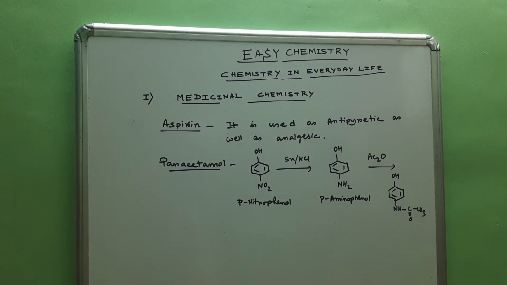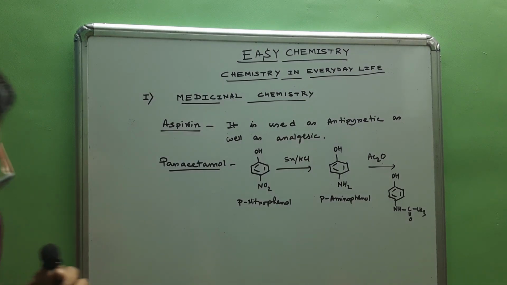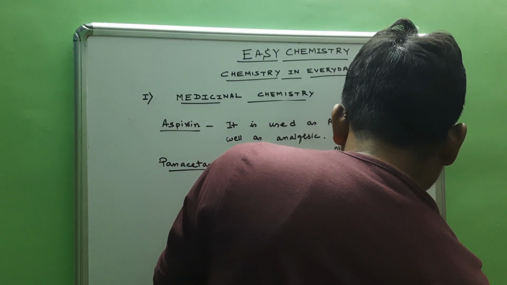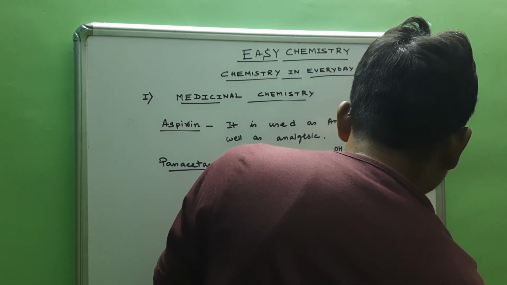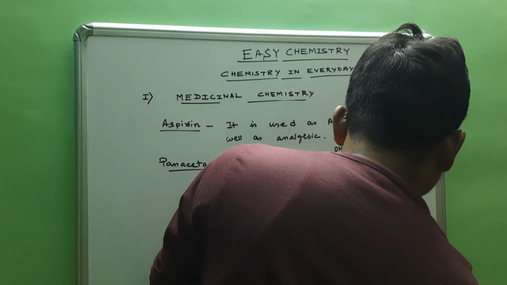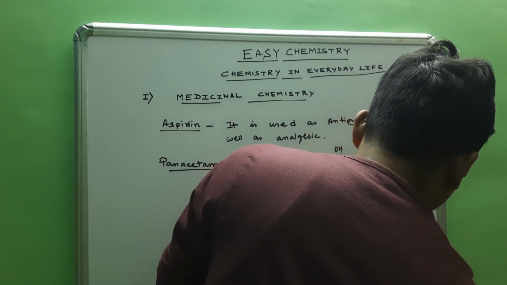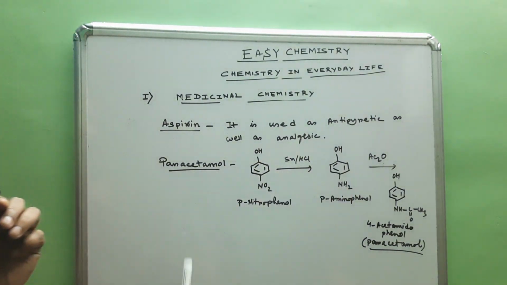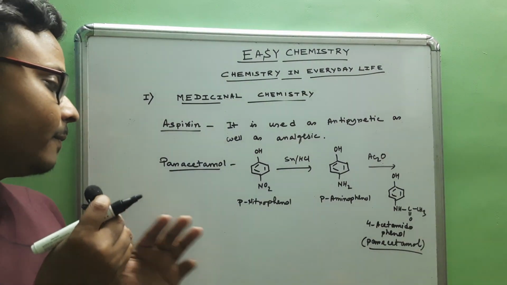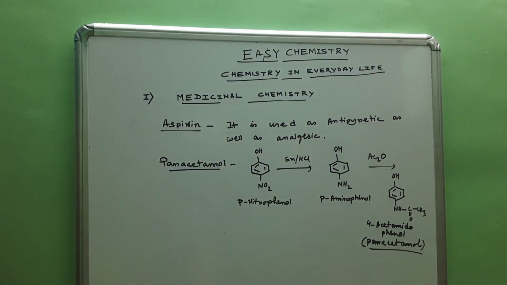What is the name? Para-acetaminophenol or 4-acetamidophenol or paracetamol. And my dear students, please write down the reactions involving the formation of paracetamol. Just a two-step reaction starting from para-nitrophenol.